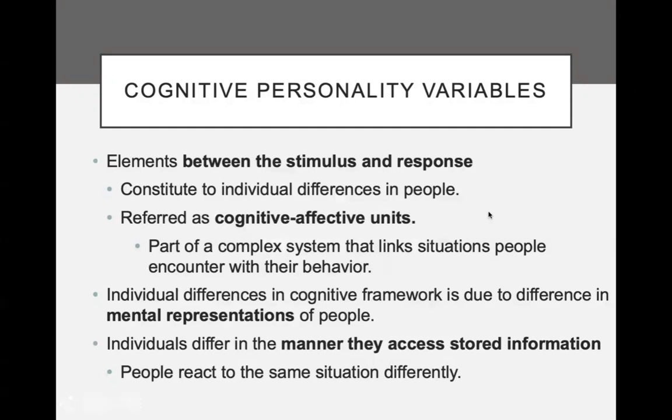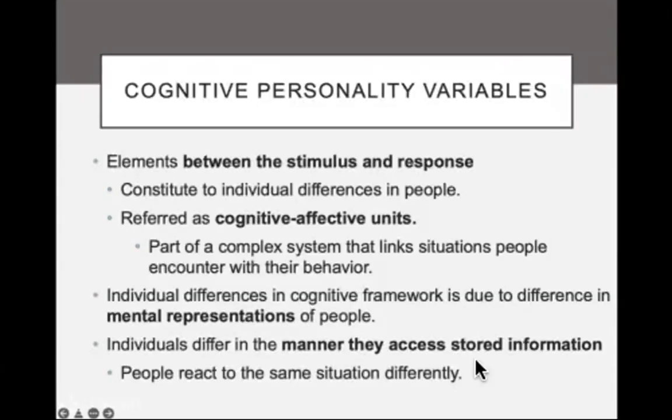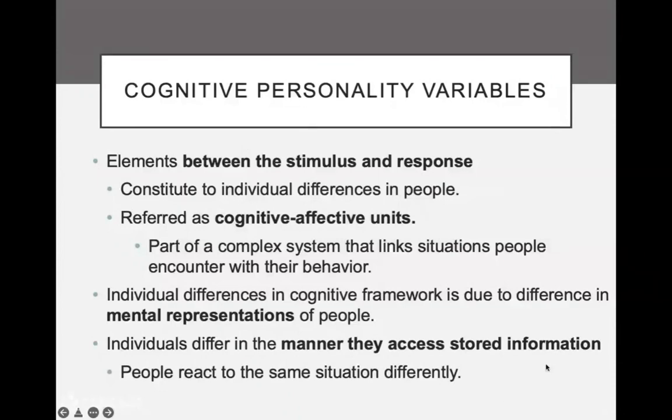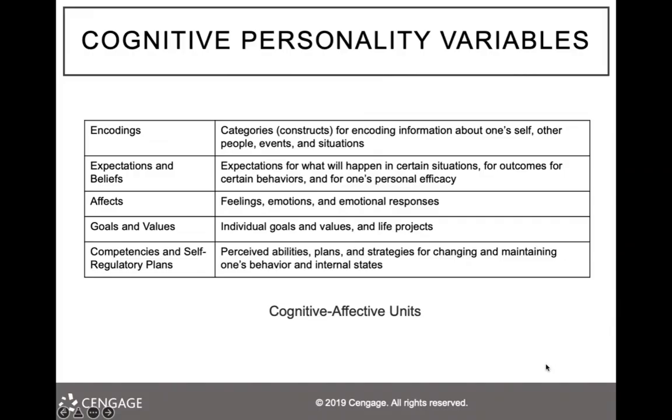Individual difference in cognitive framework is due to difference in mental representations of people, again coming down to the idea of perceptions. Individuals differ in the manner they access stored information. People react to the same situation differently. Why? Because our perceptions are different.